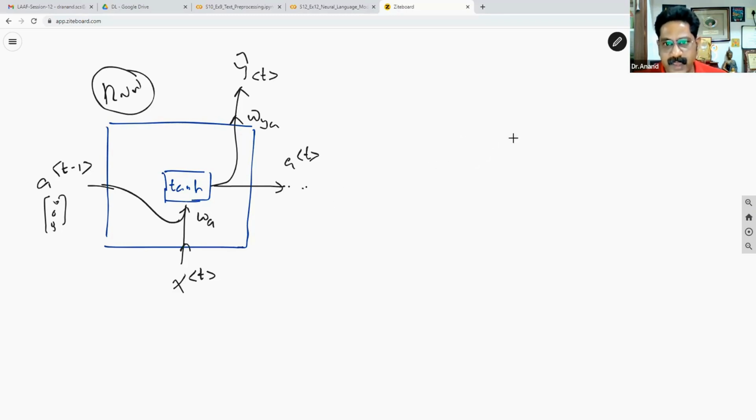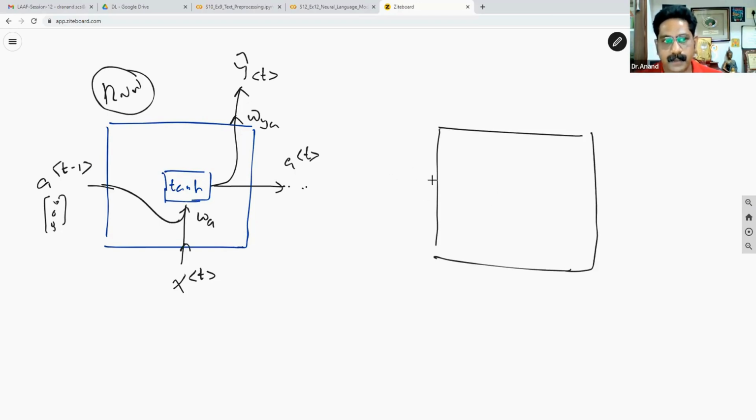So what modification have we done in the GRU unit? In the GRU unit, the gated recurrent unit.